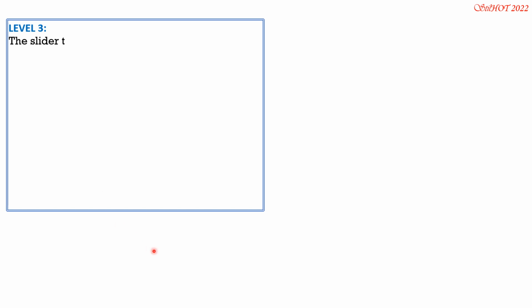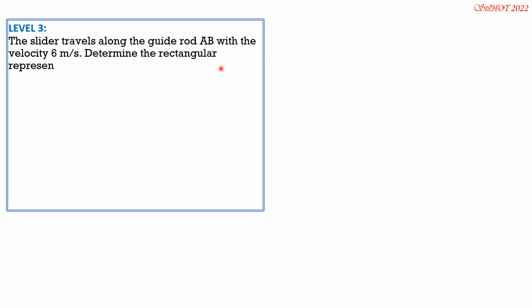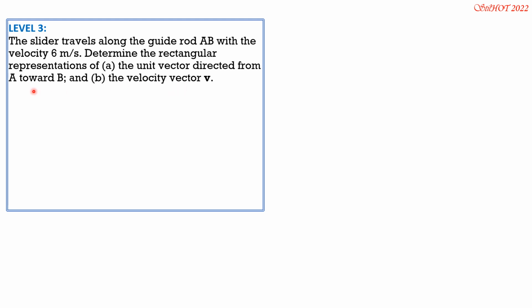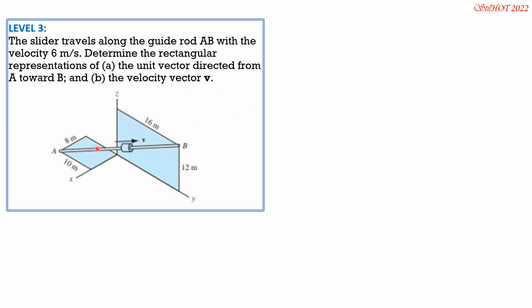Level 3 problem. The slider travels along the guide rod AB with a velocity of 6 meters per second. Determine the rectangular representations of A, the unit vector directed from A toward B, and B, the velocity vector V. So this is the velocity directed from A to B.